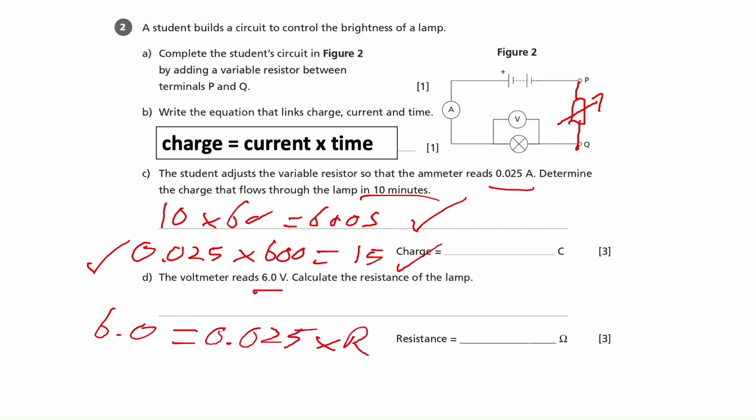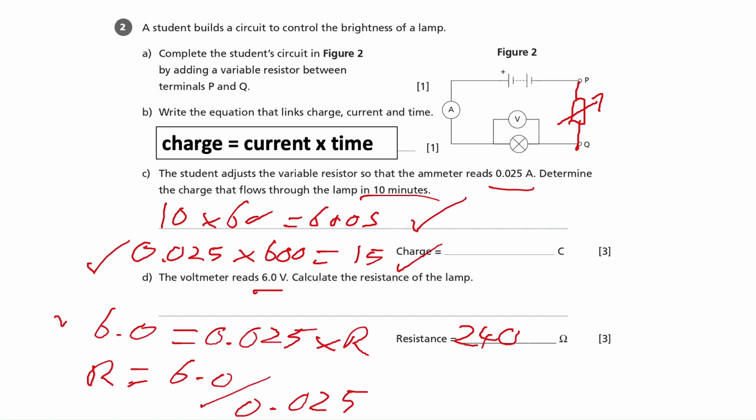Now what we need to do is change the equation so the resistance is the subject. And we do that by doing resistance equals 6.0 divided by 0.025. That gives us an answer of 240 ohms. There are 3 marks available for this question.